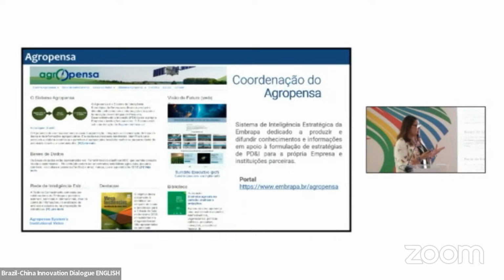Strategic intel area. We have a group there, which is the Agropensa. Yesterday, our chair said that this is still being updated, so to have that in April. The chairwoman will speak more about the evolution of Agropensa and how it is being developed and what we are proposing in terms of innovation for the system. It is still the basis for the formulation of PDI strategies in the company. It counts on many research groups.